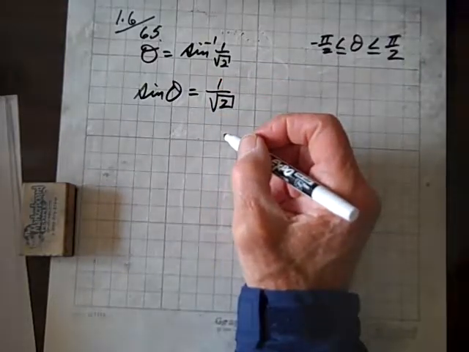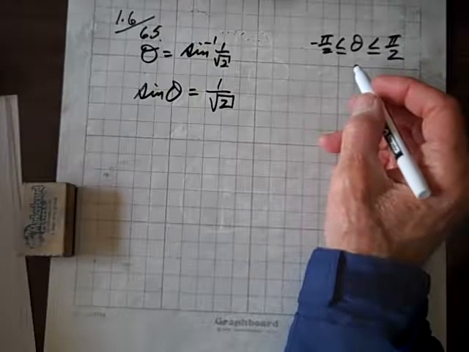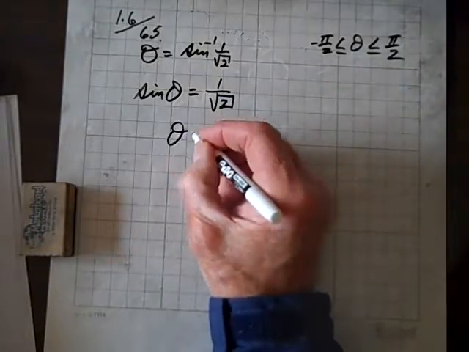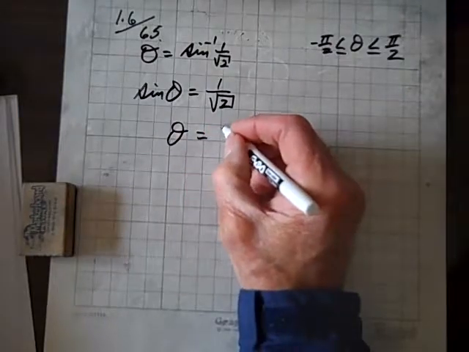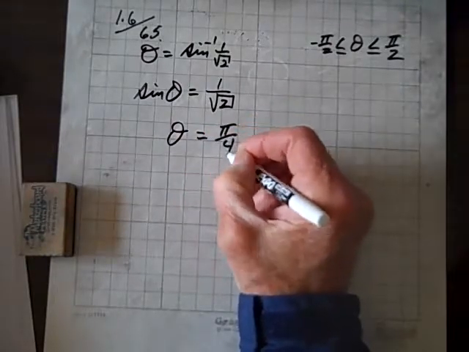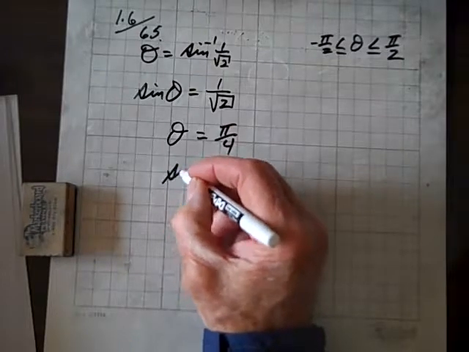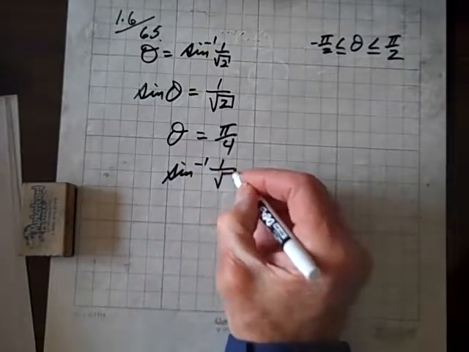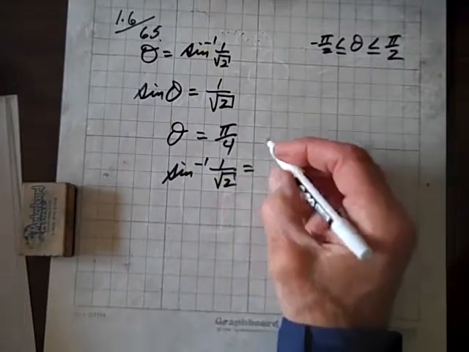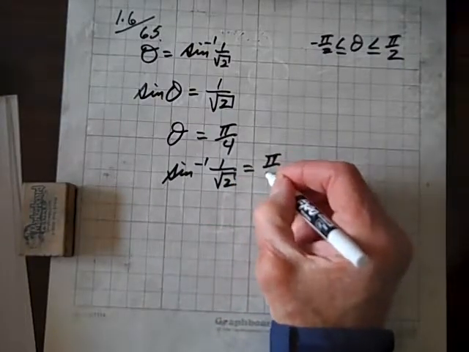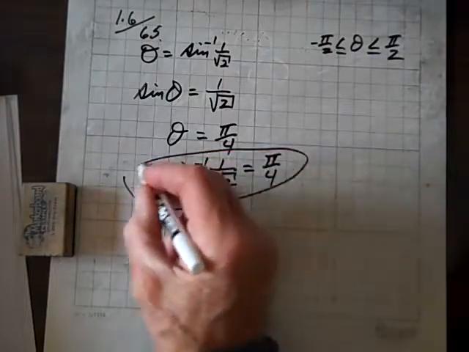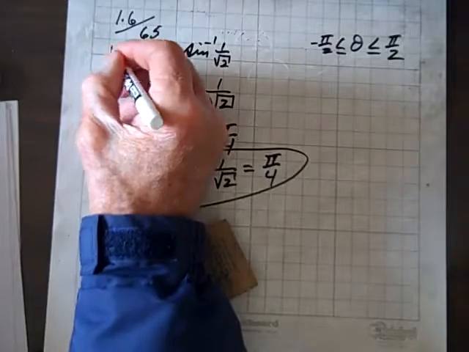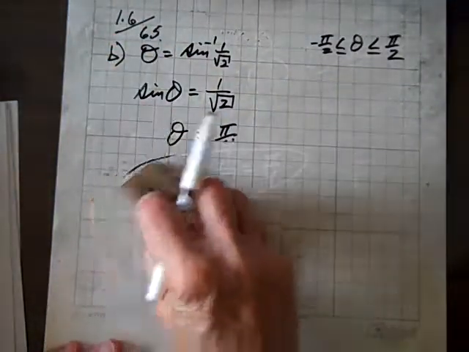And so the angle we're interested in is going to be in the first quadrant, and as you well know, theta is going to equal pi over 4. So therefore, the inverse sine of 1 over root 2 equals theta, which is pi over 4. And we've got that one done. By the way, this was B. Now let's do C.